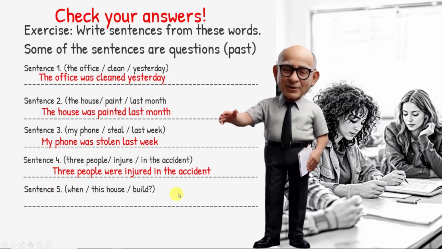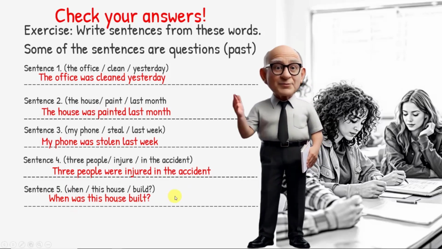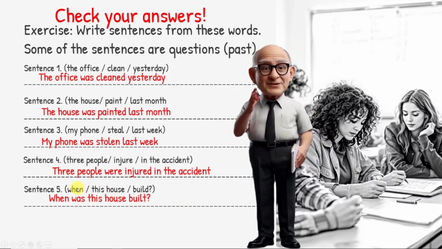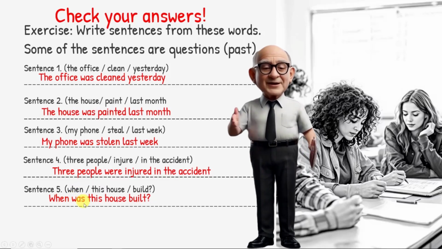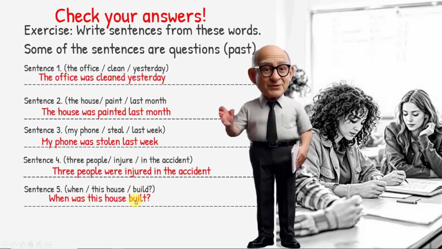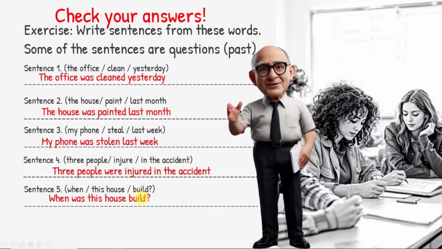When this house built, make a question. When was this house built? Righto, because it was singular once again, it's only one house, we would say was. Righto, guys, and build changes to built. Please note the difference in the pronunciation between build and built.